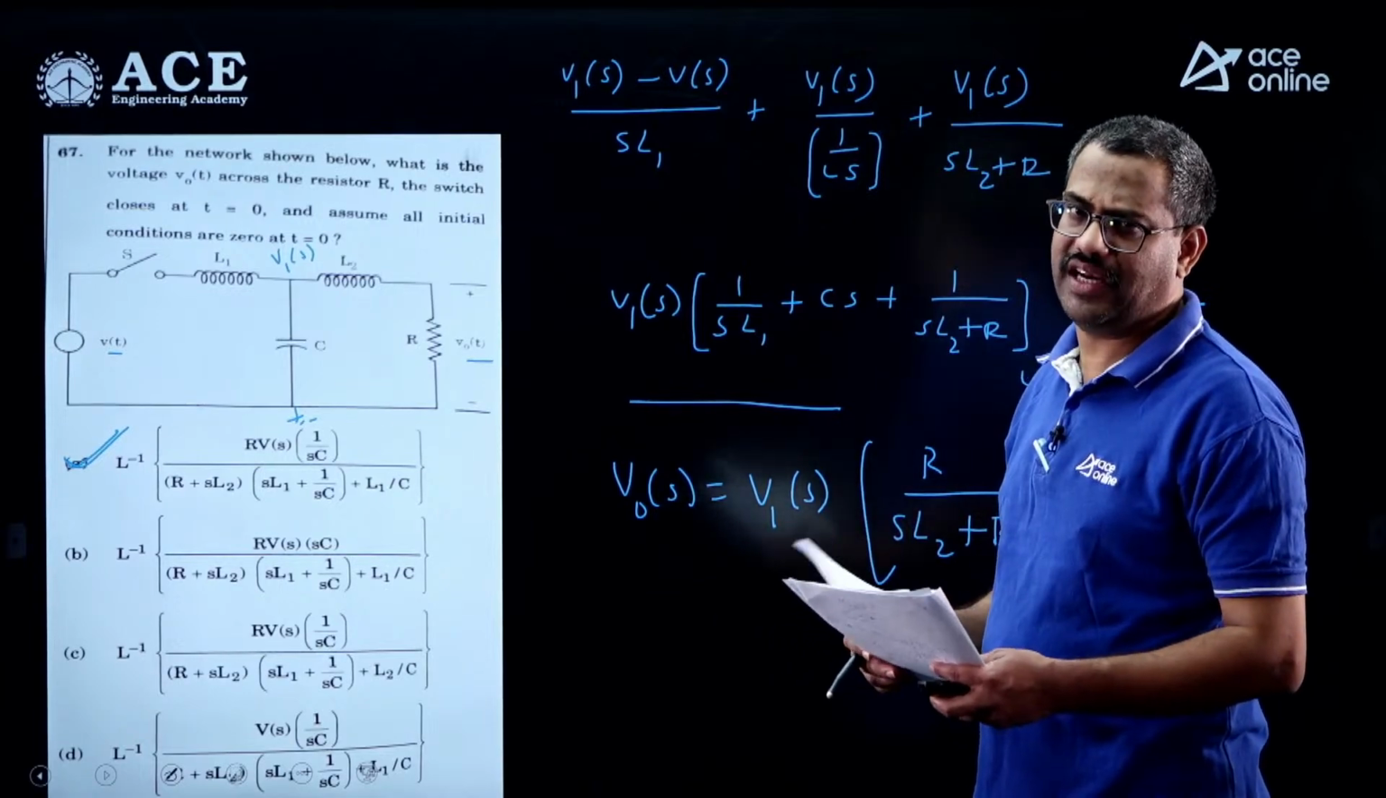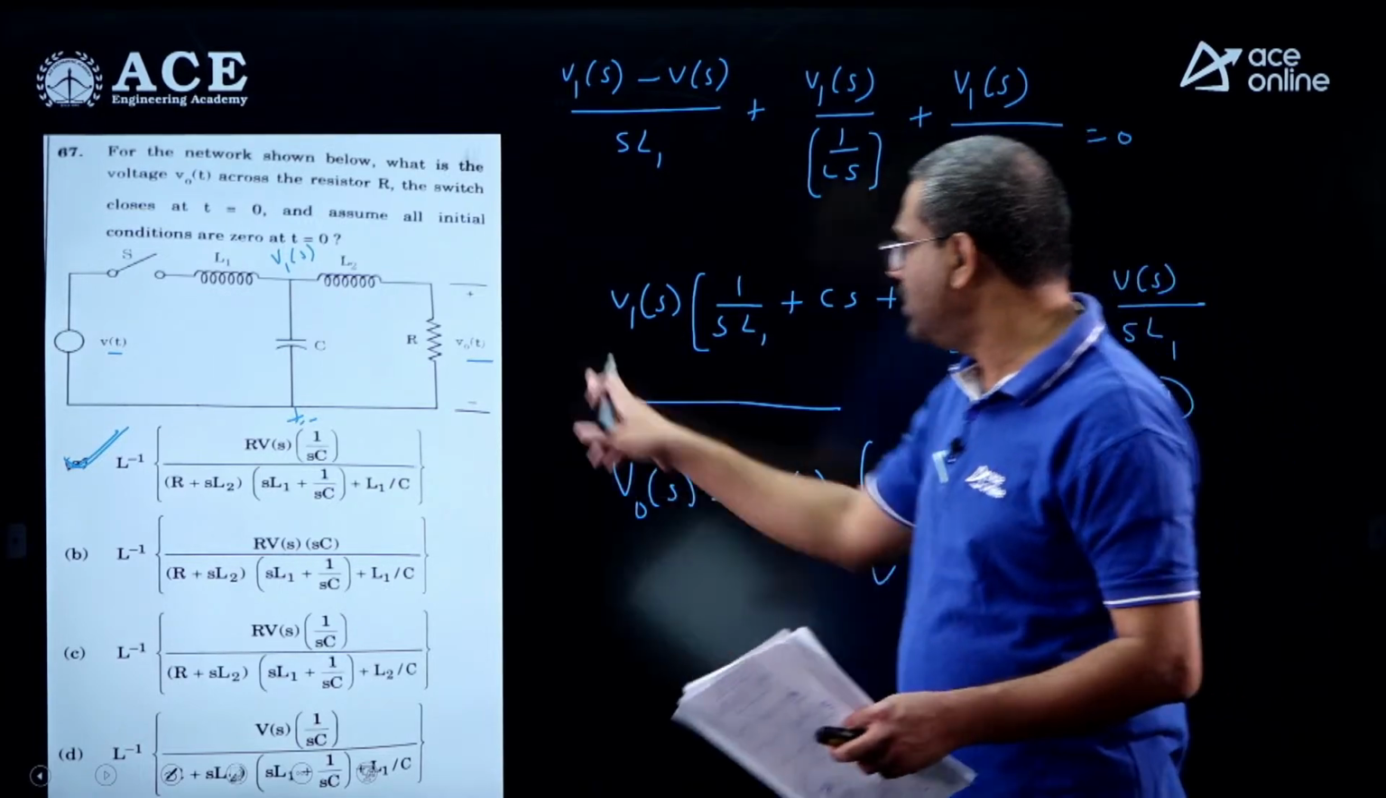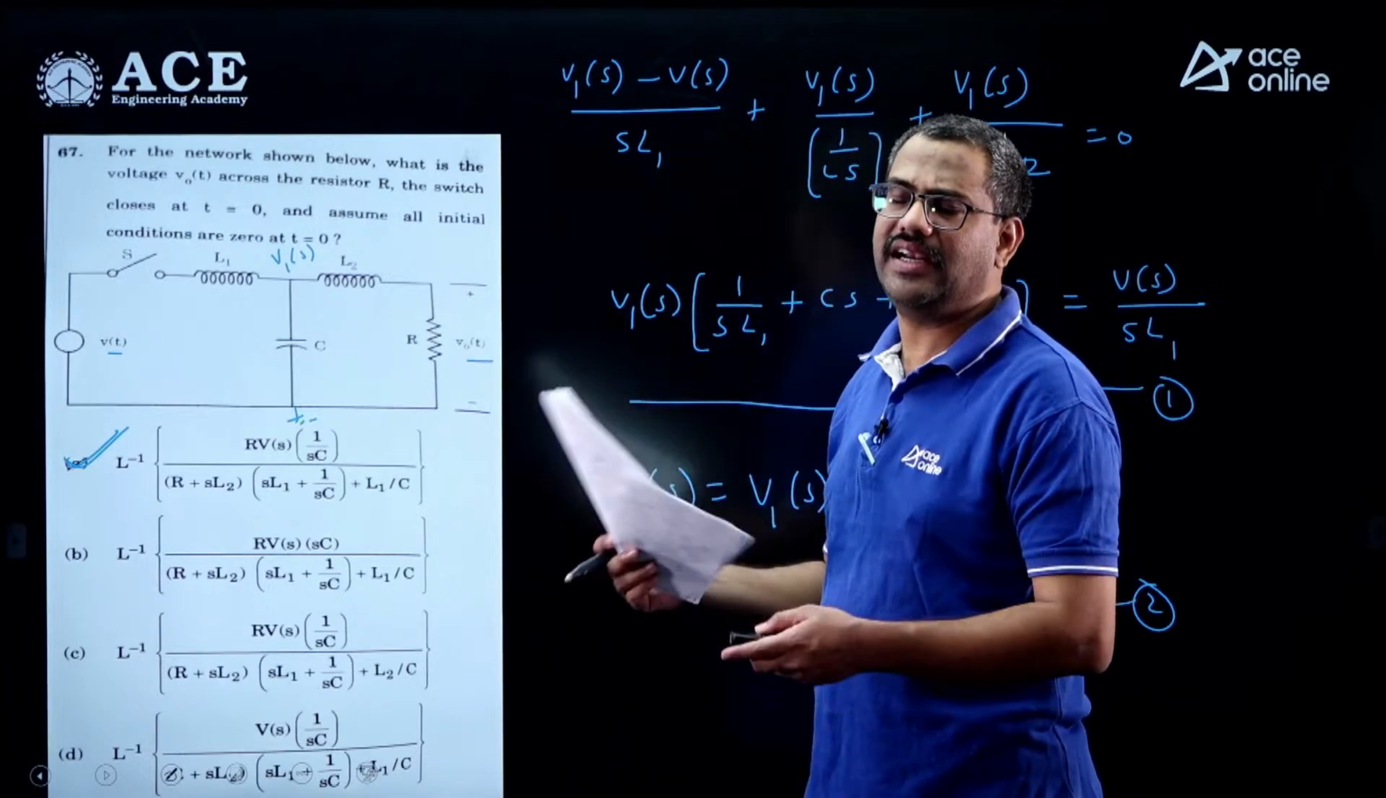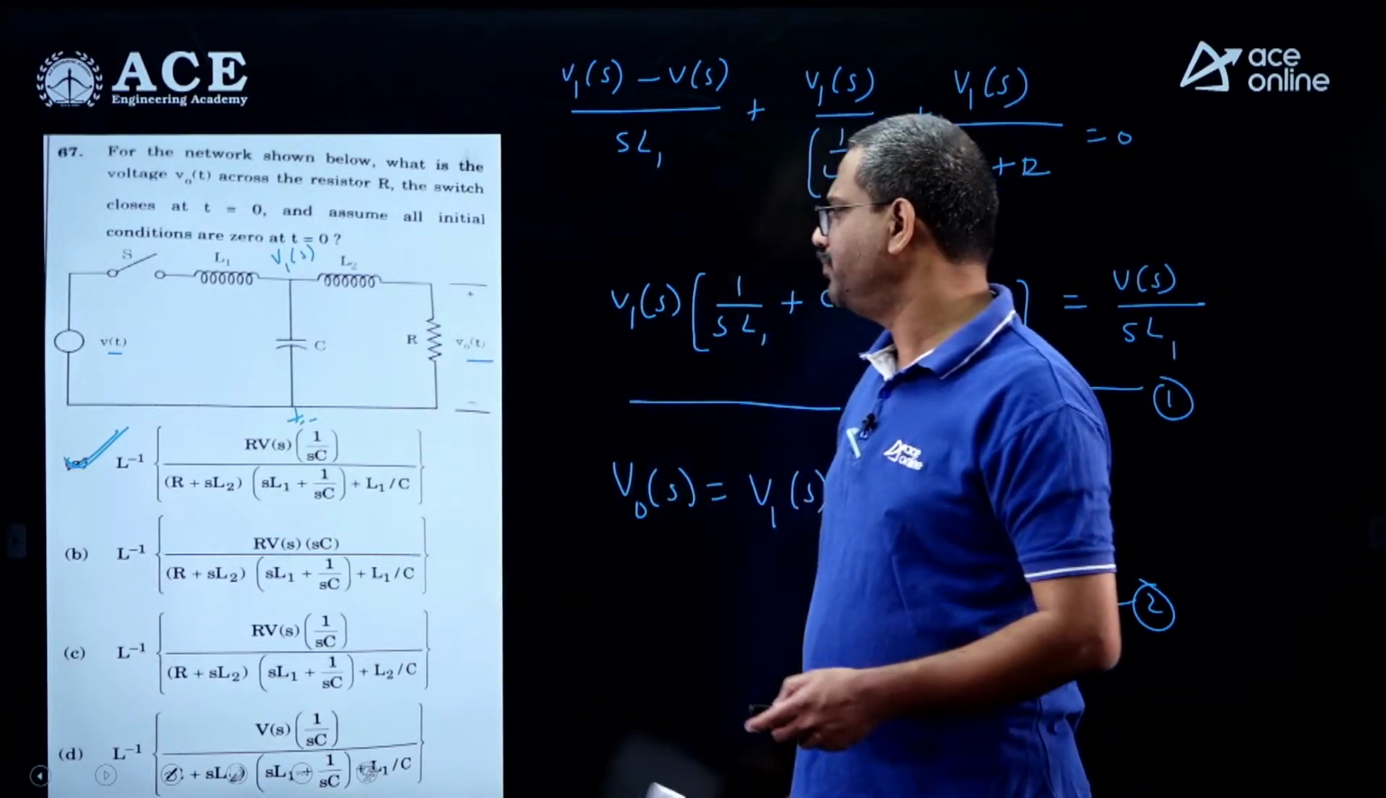This is one of the problems which really troubled most of the students. If numerical values would have been given, it is very straightforward. But writing this equation in terms of first V1 by node voltage and then V.